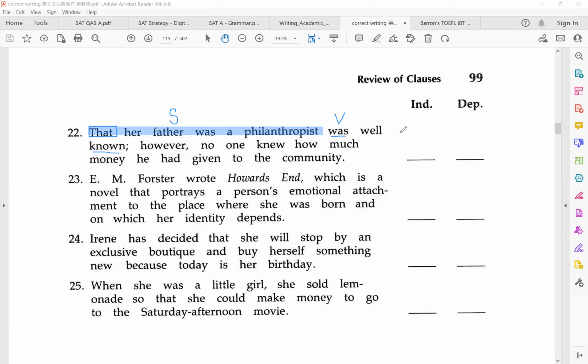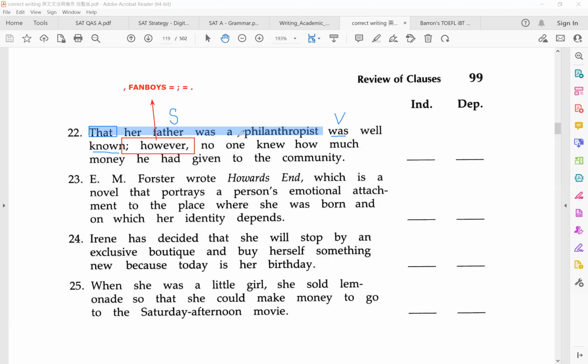This thing was well known. So far, I have one dependent and one independent. And then afterwards, you see this semicolon, however, comma. If you remember, however is our conjunctive adverb. And there are three ways to combine sentences, right? Comma, fanboys, equals semicolon, equals period. So in this case, we know there has to be another sentence after this.